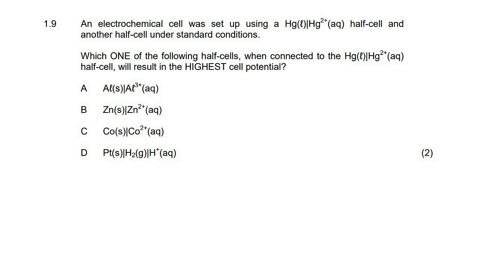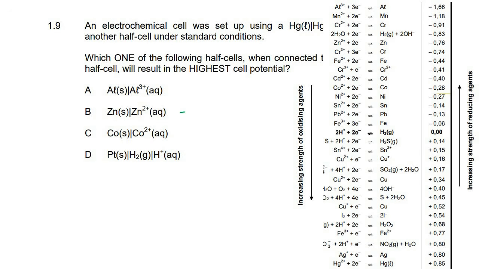An electrochemical cell was set up using a mercury half cell, so Hg and Hg2+, and another half cell under standard conditions. Which one of the following half cells, when connected to this one, will result in the highest cell potential? We definitely need to go get our table. So here we have our table. Now, remember, they want us to use the Hg half cell over there, and then they want to know if we connect that one to any one of these, which one will give us the greatest cell potential?